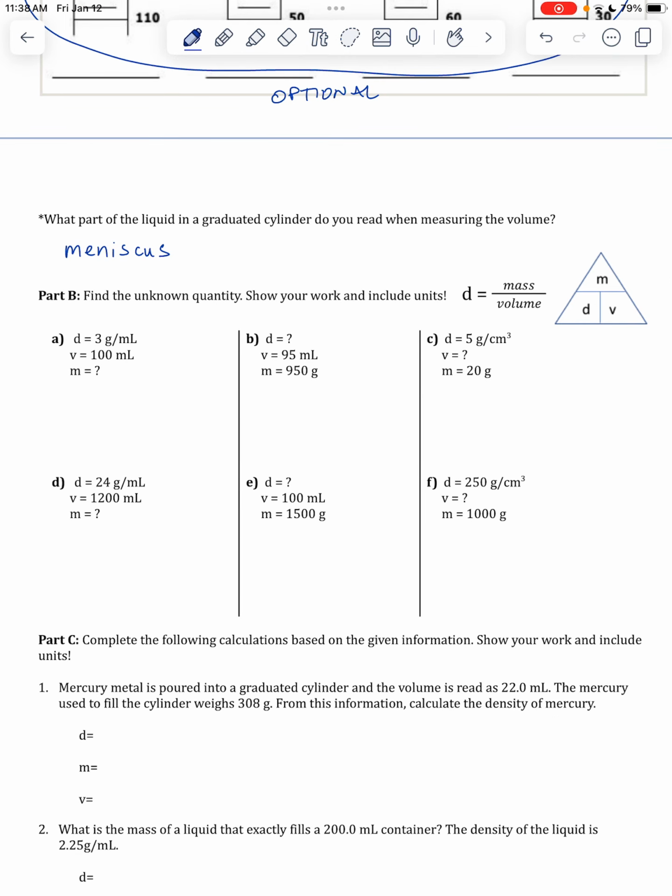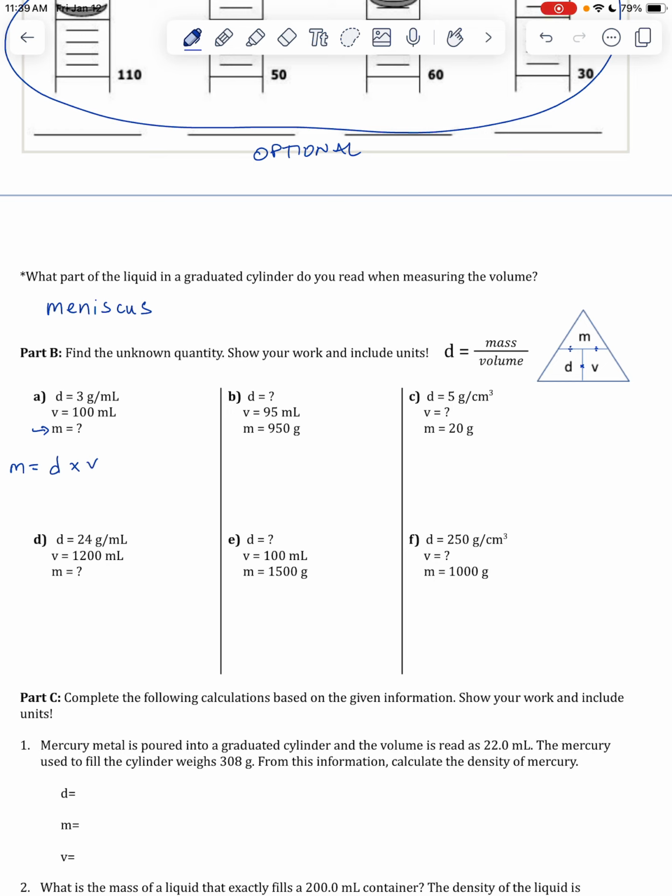All right, so for our density calculations, remember, here's our triangle. Anything above the other, I divide. Anything next to each other, I multiply. So I'm going to do a couple examples of this. It should be pretty straightforward here. In this case, I'm looking for mass. So I would cover up the M, and I see that I have to take M equals density times volume. My density is 3. My volume is 100 milliliters. That means that I have 300 grams of substance there.